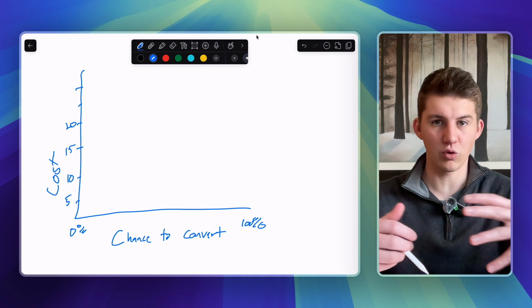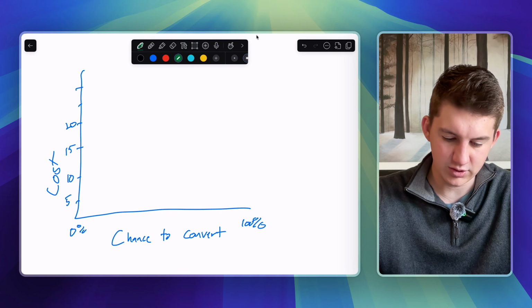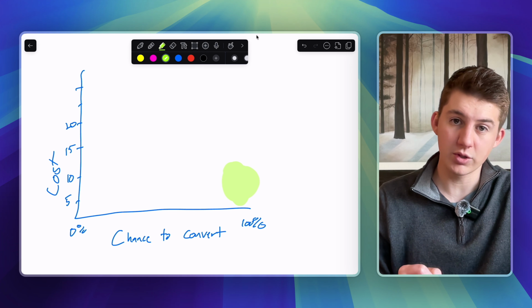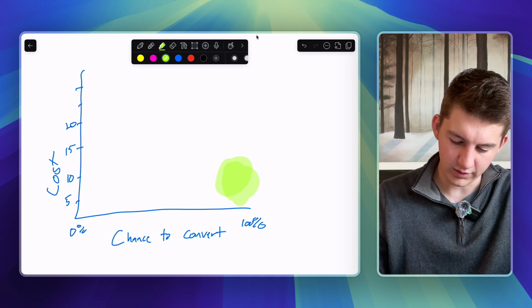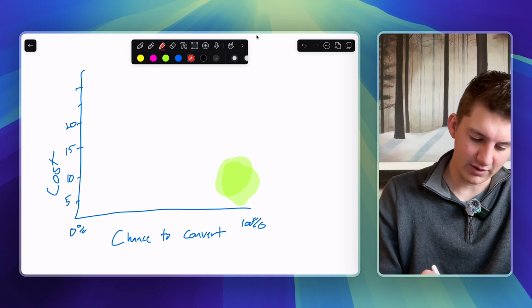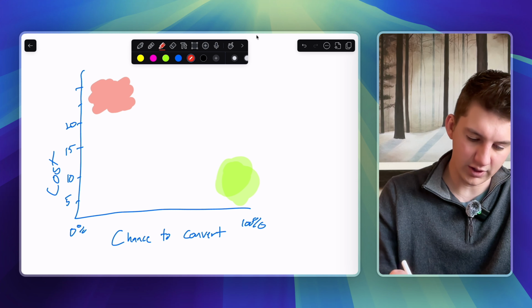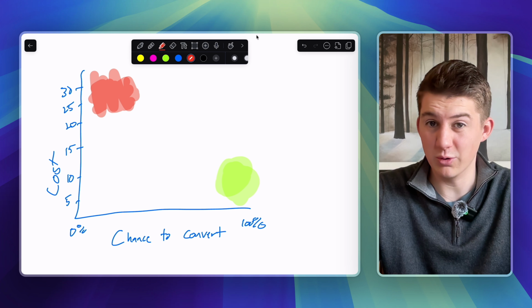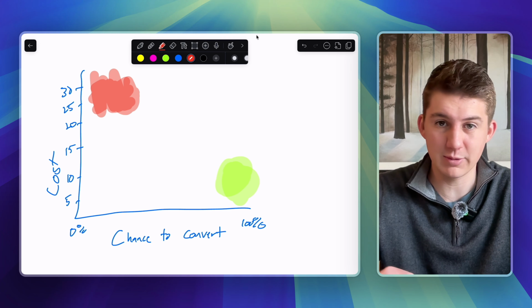Looking at this graph, the most valuable clicks are obviously right over here. They're the highest chance to convert and they have the lowest cost. Super high value over here in the corner. Now the worst clicks are going to be up here. Really high cost, it might be in the $40 at this point. Let's fill this out: 25, 30. Really high cost, really low chance to convert. They're way down here. We don't want to be spending money on those.